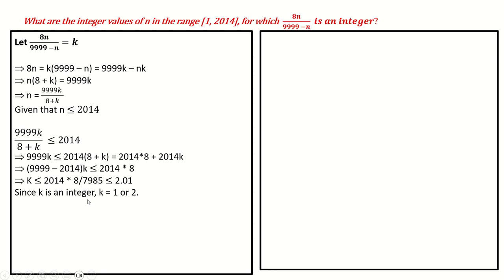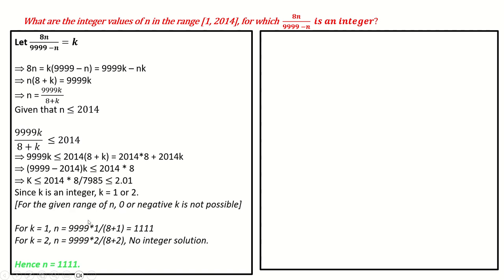Since k is an integer, why is k an integer? Because we are looking at integer division right here. So for the integer value of m in the range, so that the expression is an integer, k should be an integer, right? So k can be only 1 or 2.